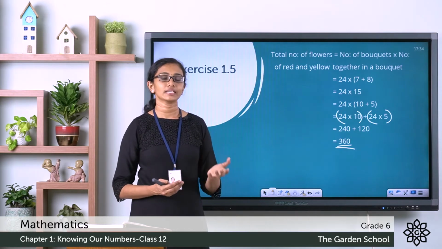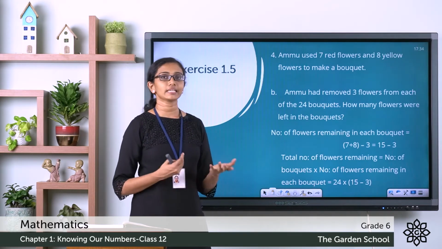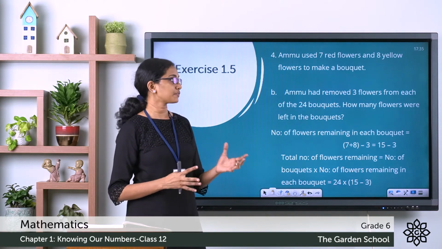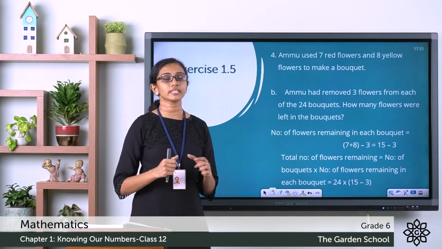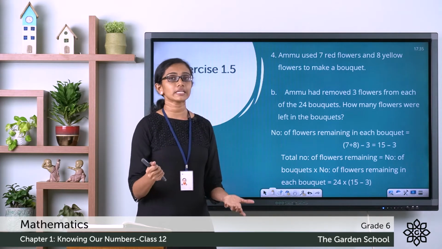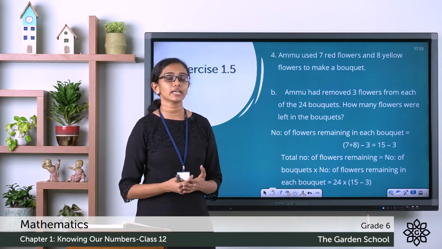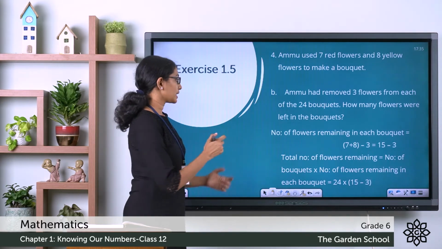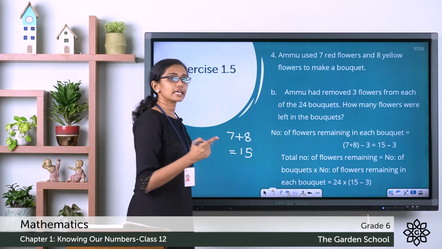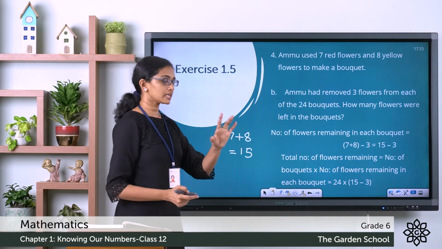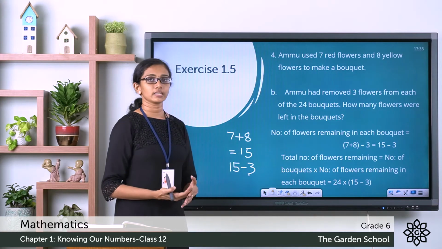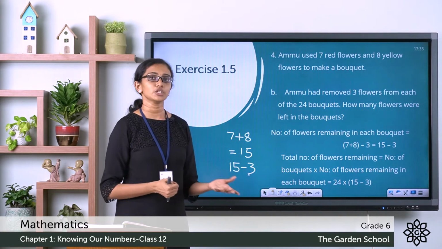Now let's move on to the next part, part B. In part B, it says Ammu had removed 3 flowers from each of the 24 bouquets, and then you have to find out the total number of flowers left in the bouquets. So how do you find it? See, when Ammu removes 3 flowers from each bouquet, how many flowers will be left? In one bouquet, there are 7 plus 8 flowers, which is equal to 15 flowers. So when she takes away 3 flowers from one bouquet, it means that she is doing 15 minus 3. So that many flowers will be left in each bouquet.